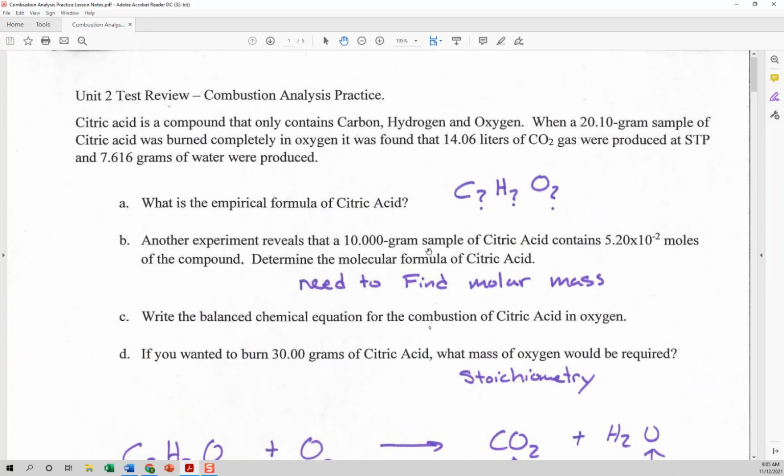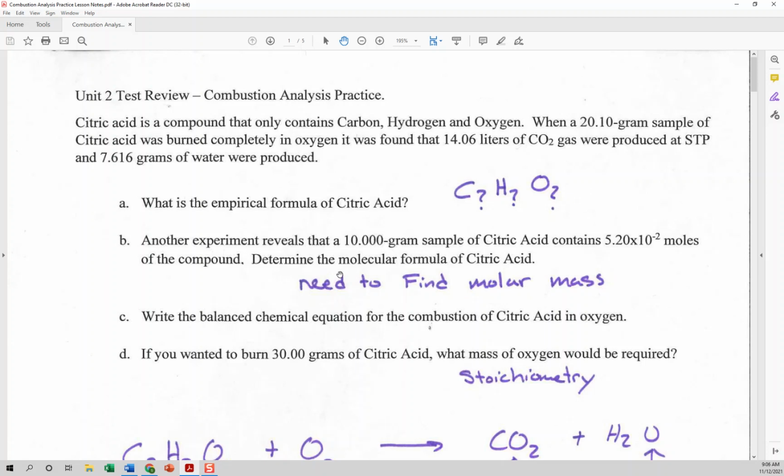That's the empirical formula. Based on the initial information of the question, that's all I could really figure out, the empirical formula. Now, in part B, we want to determine the molecular formula, but remember, if you want the molecular formula, the other thing that you need to know is the molar mass of the compound. Sometimes they just say, hey, here's the molar mass of the compound, now find the molecular formula.